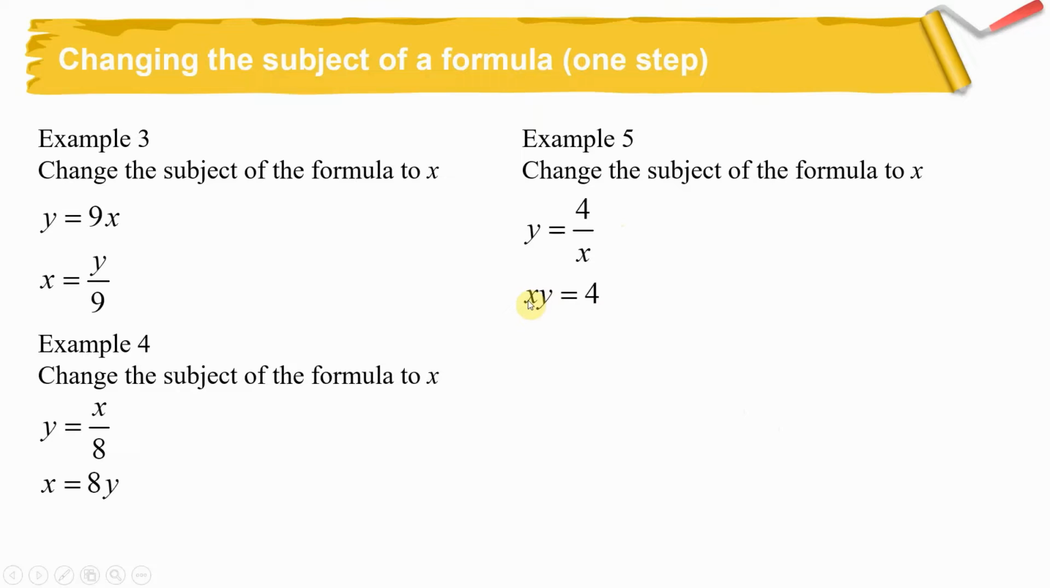In the next step, we want to keep x on this side. Knowing that this is multiply, we can move y to this side, times y becomes divided by y. So we can say x equals 4 over y. So let's compare the first line and the last line. If you want to change the subject, for this kind of example, it can be done easily by just swapping y and x. Alright, so that's all for this lesson on changing the subject of a formula in one step.